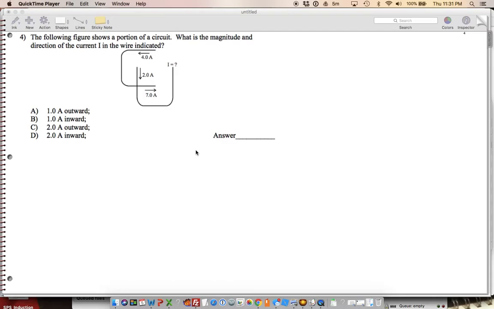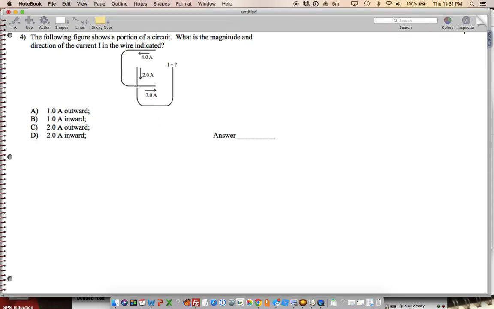So this problem is about Kirchhoff's current law. What Kirchhoff's current law says is that at a junction the currents add, right? So what comes in has to come out. I'm interested in this junction right here.